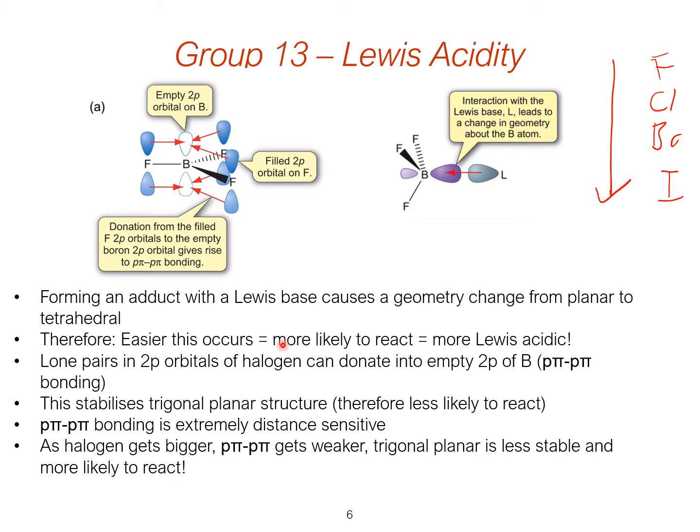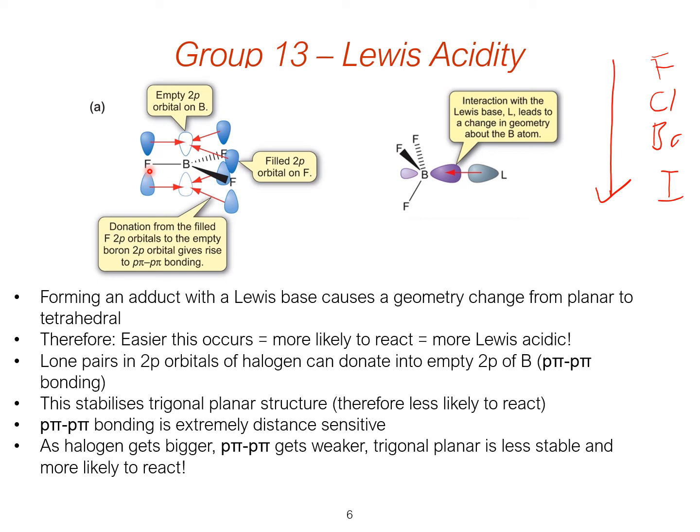Therefore, the easier this occurs, the more likely it is to occur, and that makes it more Lewis acidic. And this is where the p-pi bonding comes in. The lone pairs on the 2p orbitals of a halogen, in the case up here, fluorine, can donate into the empty 2p orbital of boron, and this stabilizes it. So it's almost extra bonding, by putting the electrons from this filled orbital on the halogen into the empty one on the boron. And obviously this is only possible in this planar configuration because of the way they have to overlap. So this stabilizes the trigonal planar structure and makes it less likely to react, and therefore less Lewis acidic.